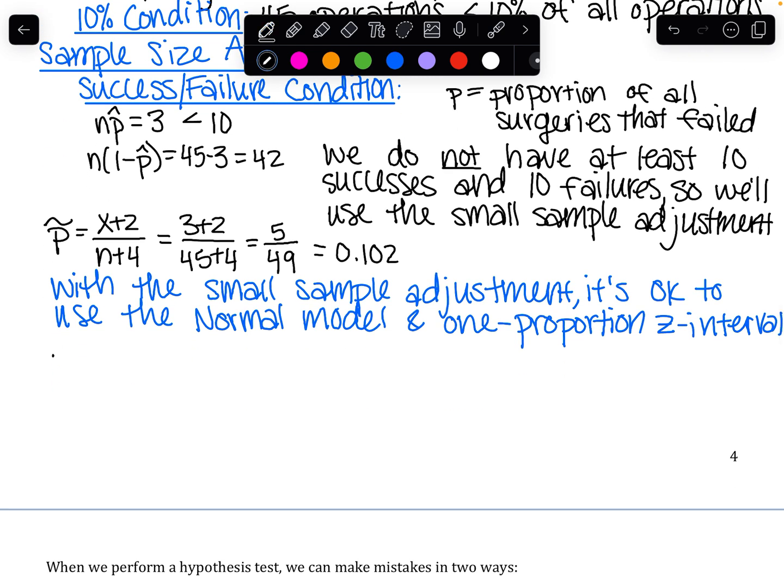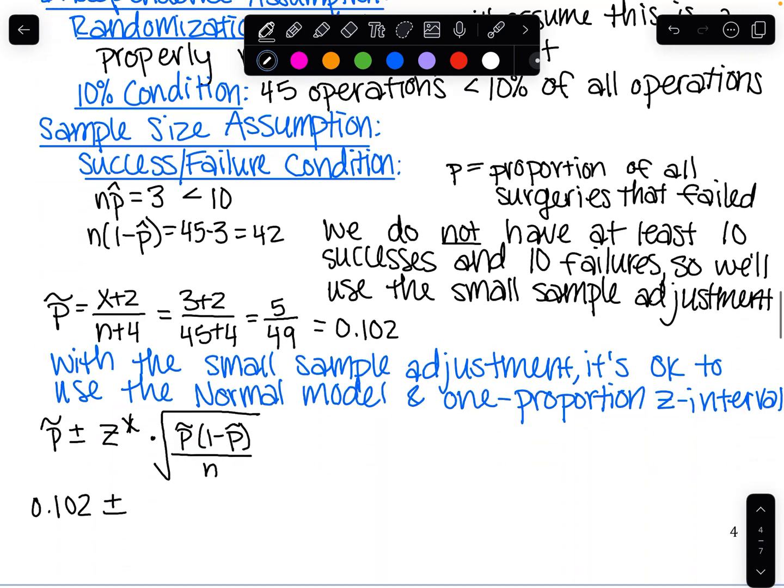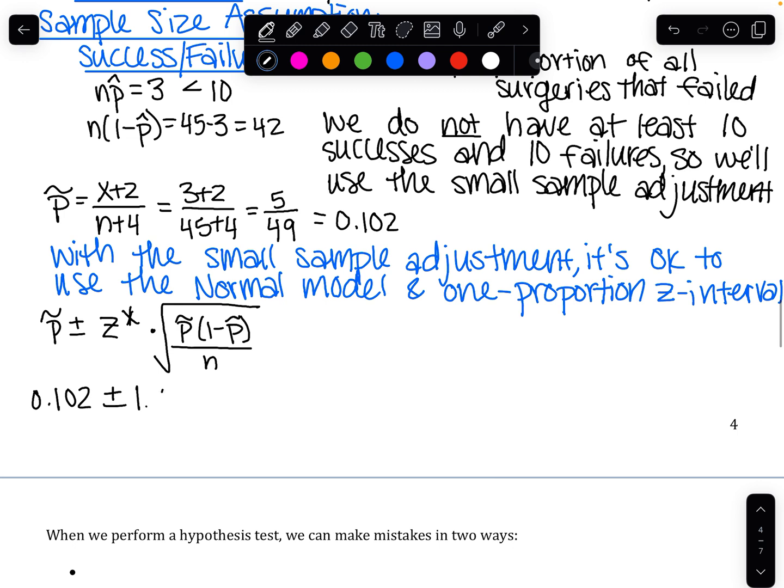Okay, so you take your adjusted proportion plus or minus z star times your standard error using that adjusted proportion. And you're just going to plug everything in. Remember, we're using the 0.102. What kind of confidence interval did we want? 95%, so z star is 1.96. And then throw those numbers in there.